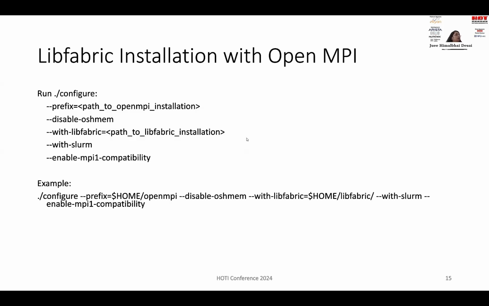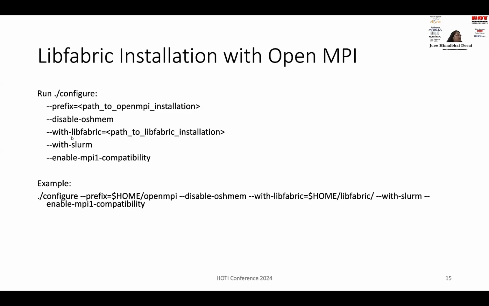Next, I want to show how we can build OpenMPI using Libfabric. So it is quite similar to how we build Libfabric. We have to run the configure with first --prefix. So this is where you want to install your OpenMPI. Next is --disable-oshmem. So OpenSHMEM is disabled in OpenMPI because we do not want it with Libfabric for our examples, and this is enabled by default, so we have to disable it specifically.